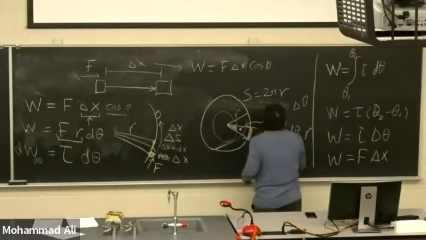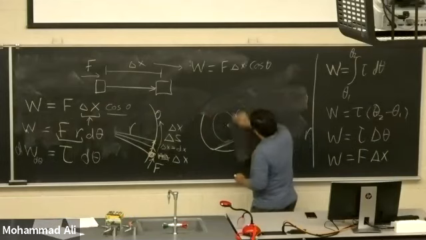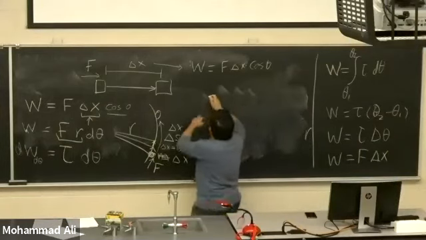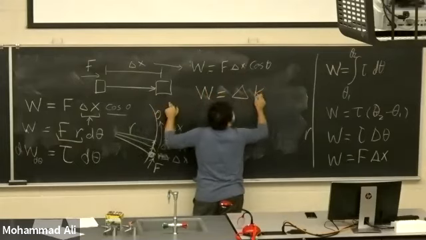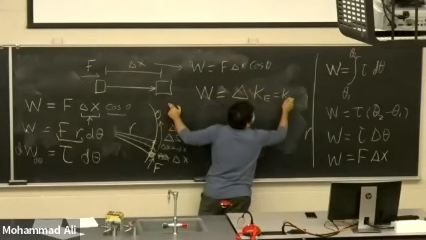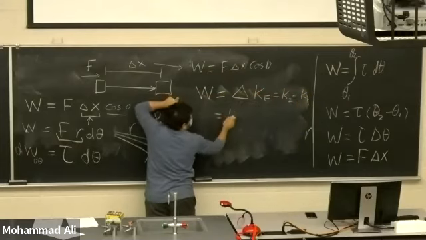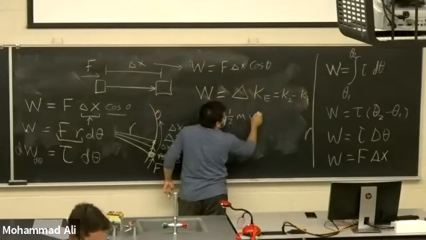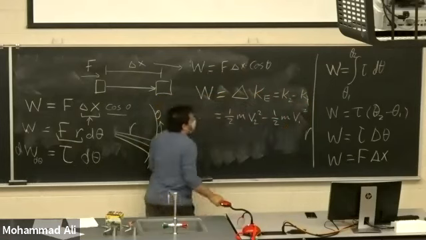If you remember also, when we apply the work-energy theorem, we find that the work is equal to the change in kinetic energy, which is kinetic energy 2 minus kinetic energy 1. And this is equal to half m v2 squared minus half the mass v1 squared.